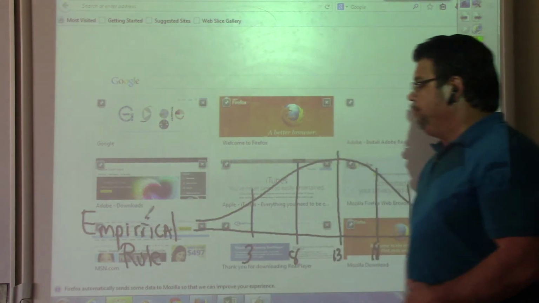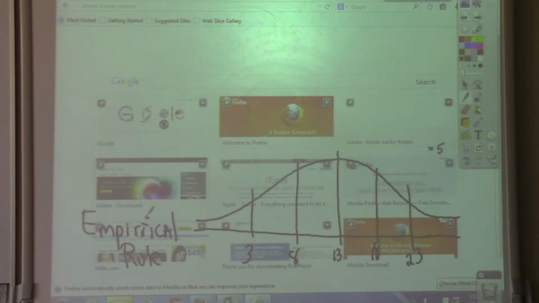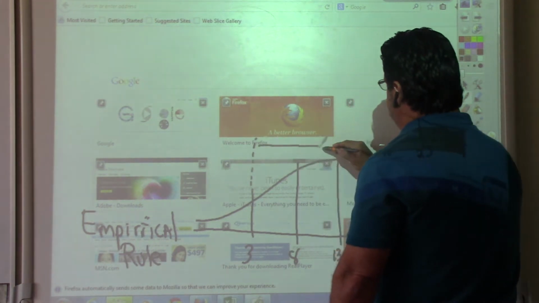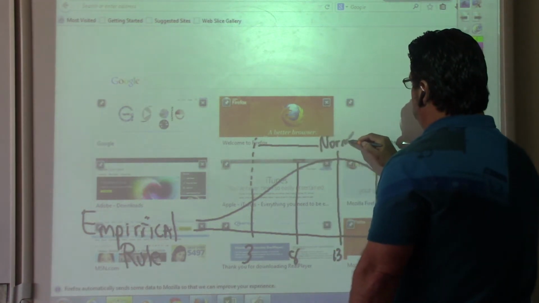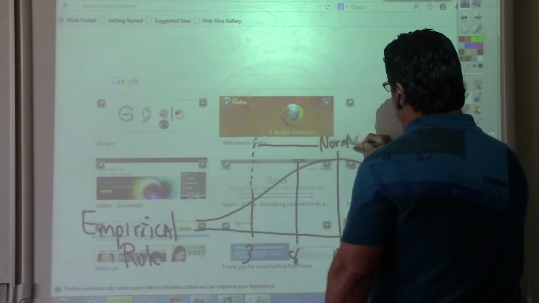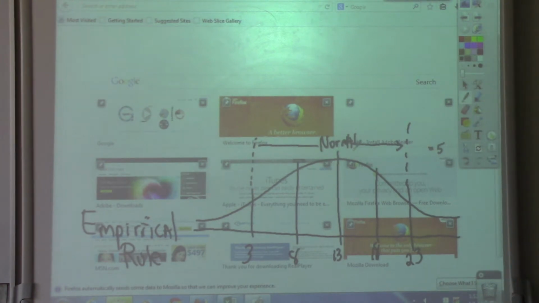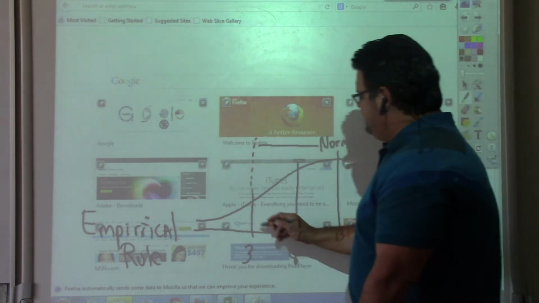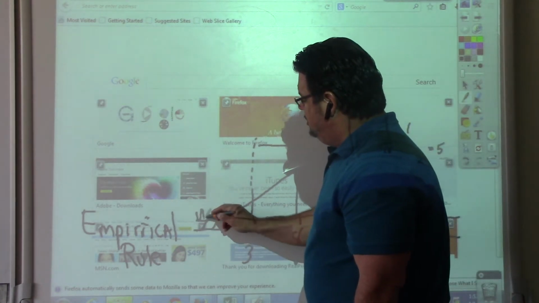Empirical rule. The empirical rule says that normality falls within 2 standard deviations. If you have n equal to 100, then 95% of the 100 is going to fall within 2 standard deviations. Outside of 2 standard deviations, it's called unusual.